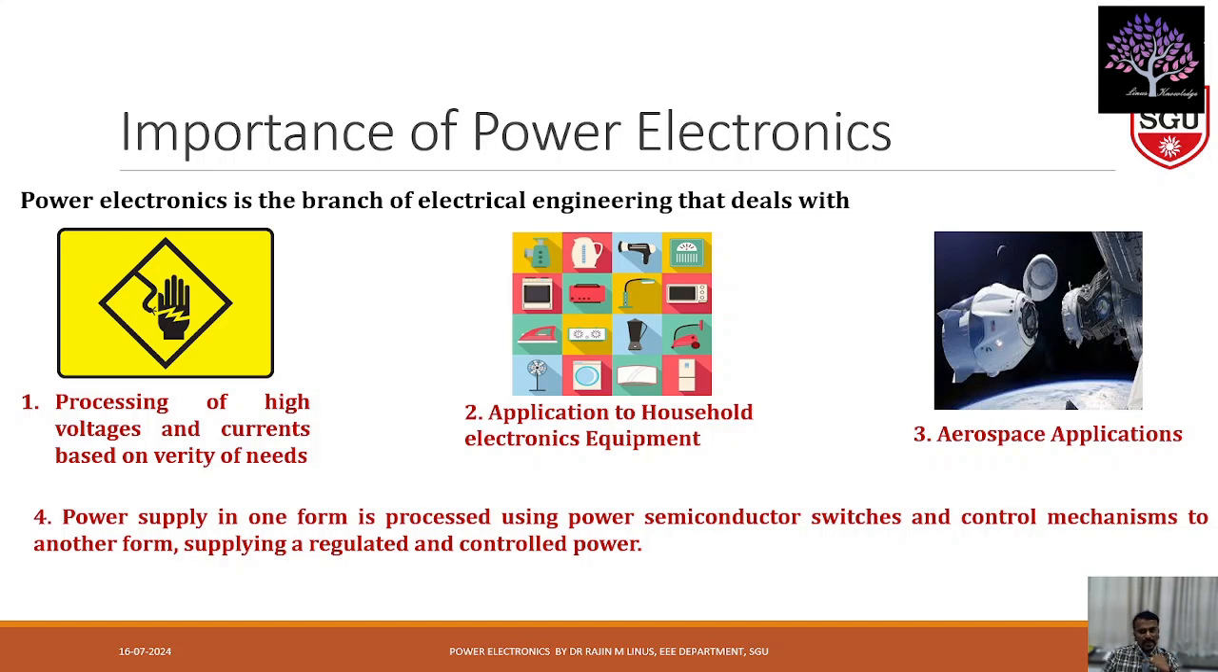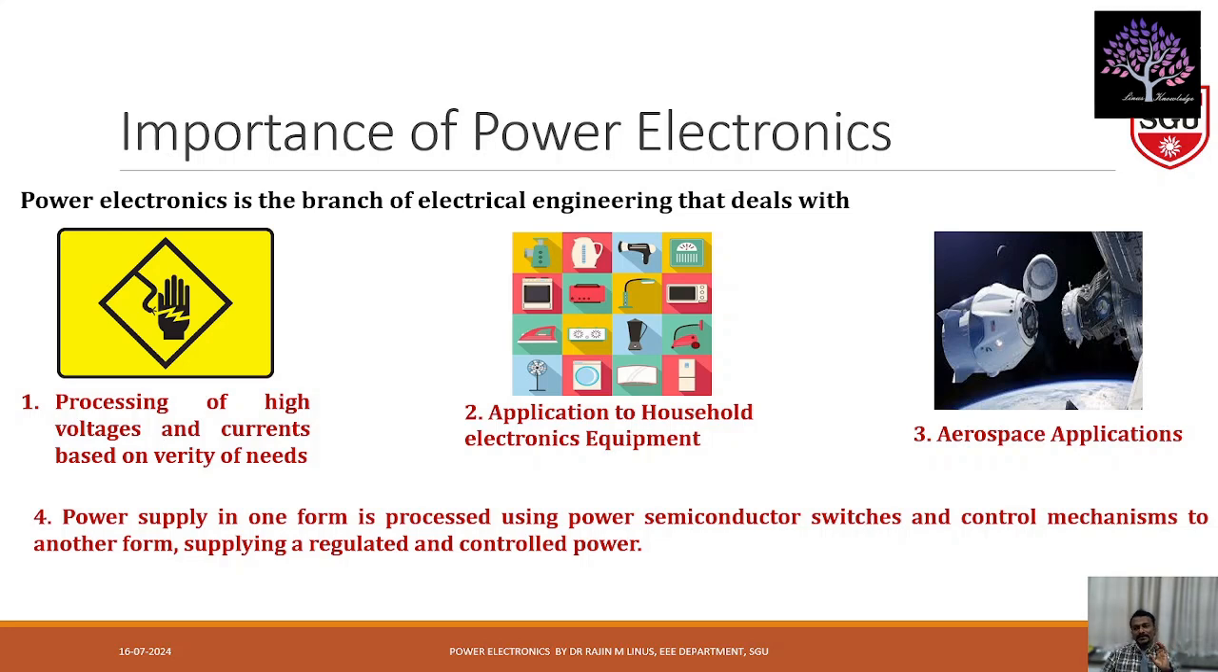Second one, electrical applications: microwave oven, fridge, fan. Mainly mixie and grinder, everywhere there is power electronics. In some cases we are controlling the motor inside, especially in grinder and mixie. To control the motor, we require power electronics. Without power electronic circuits, we cannot control the electrical equipment in household applications.